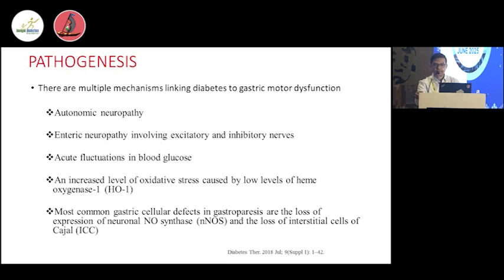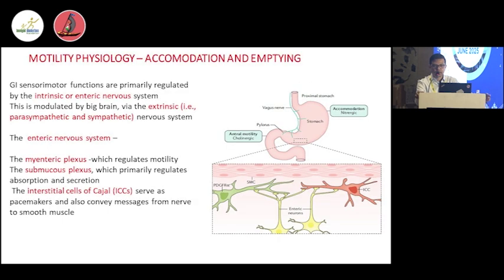Now, this is the basic pathophysiology of how gastric motility is controlled. GI sensorimotor functions are primarily regulated by the intrinsic or enteric nervous system, and this is modulated by the big brain or the parasympathetic and sympathetic nervous system. The enteric nervous system comprises the myenteric plexus, which regulates motility, and the submucous plexus, which primarily regulates absorption and secretion. Interstitial cells of Kajal serve as pacemakers and also convey messages to nerve muscles. Basically, they act to initiate the peristaltic movements.